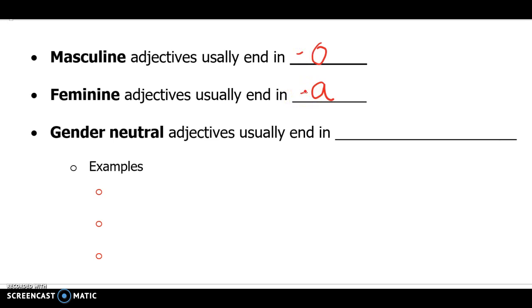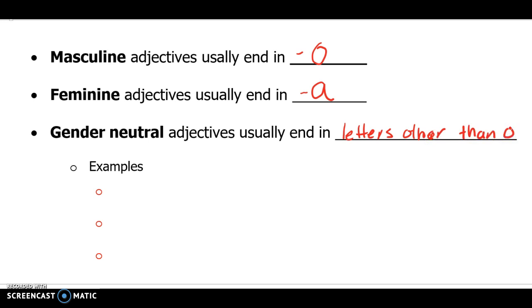We have gender neutral adjectives as well, things that don't end in O. So usually they end in, it could be, honestly, be anything other than O. So we're going to say letters other than O.